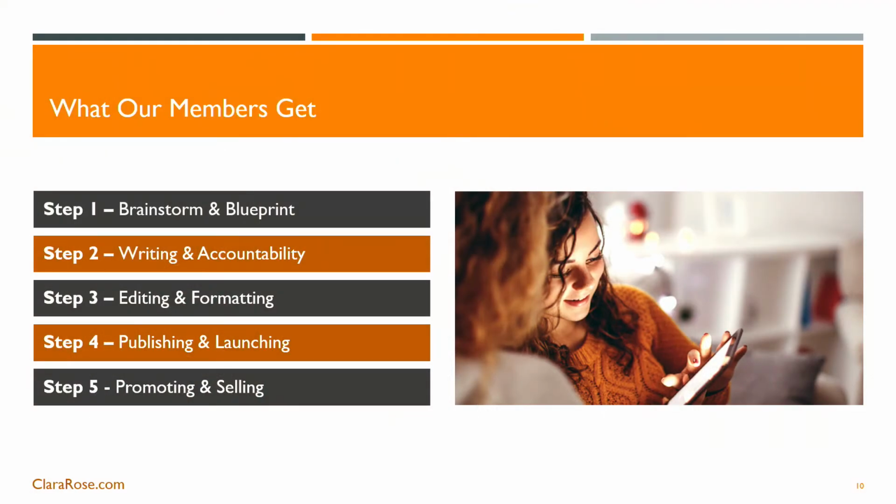So I'm just going to really quickly tell you what it is that you'll get when you're in the mentoring program with us. Our members get these things. We get step one, which is the brainstorming blueprint. And you know that that is the most important starting point to getting your book created. Step two is we're going to work on writing and accountability. As you write and get the work actually done, you're going to have someone right there holding your feet to the fire and making you accountable to get the writing done.